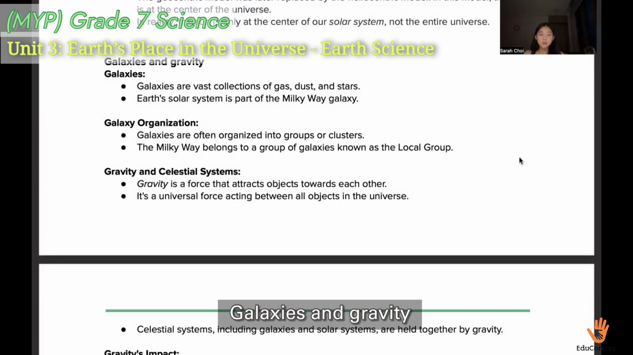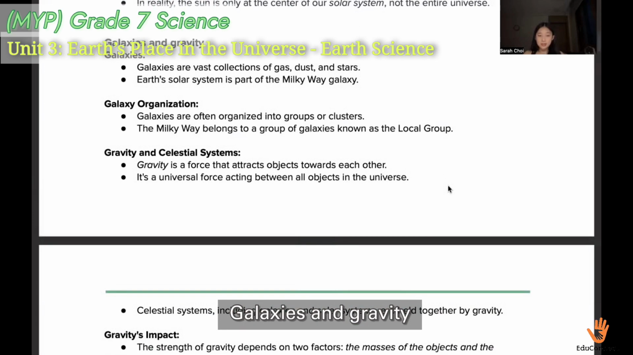Gravity and celestial systems. As a reminder, gravity is a force that attracts objects towards each other. It is a universal force acting between all objects in the universe, and celestial systems, including galaxies and solar systems, are held together by gravity.